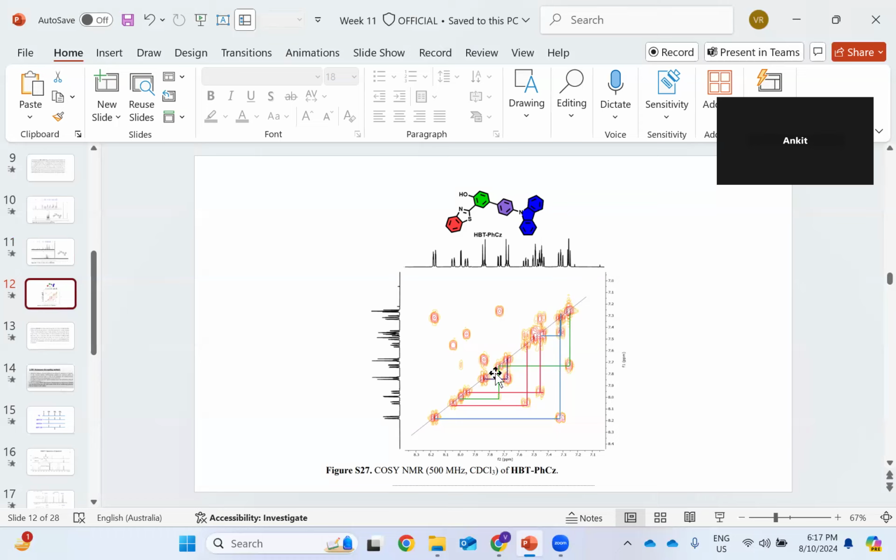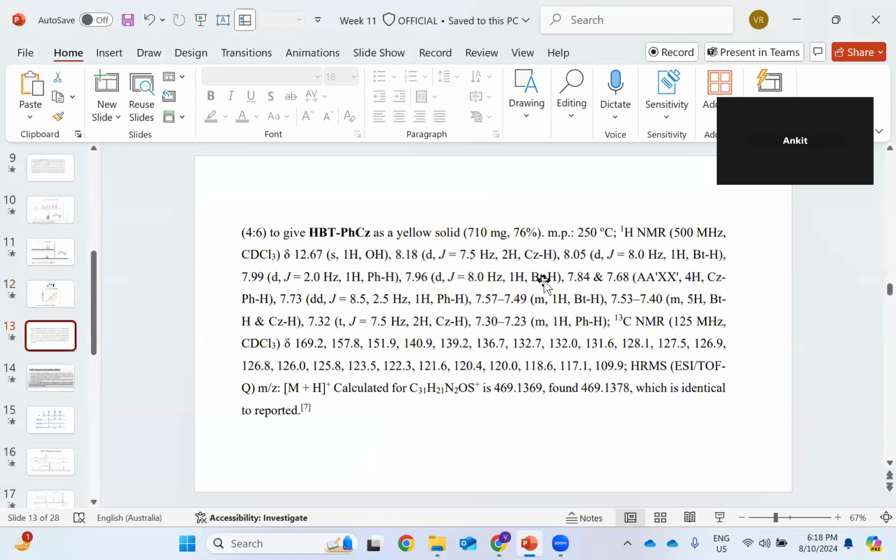This is a doublet. Another here is a doublet of doublets, and further here is a doublet with a very small coupling constant, a 2.5 hertz J value. These green lines correspond to the phenyl ring. Also, the red line signals correspond to the benzothiazole, and the purple ones that I have shown here are the sharp doublets, right? And there are some signals due to the carbazole, which I have indicated in blue. You can see and analyze the spectra when I upload it on Google Drive. Here is the data for this one, which I have also written.